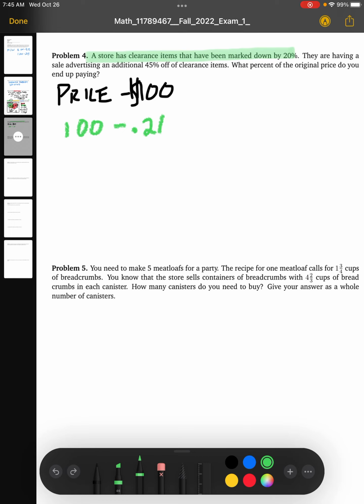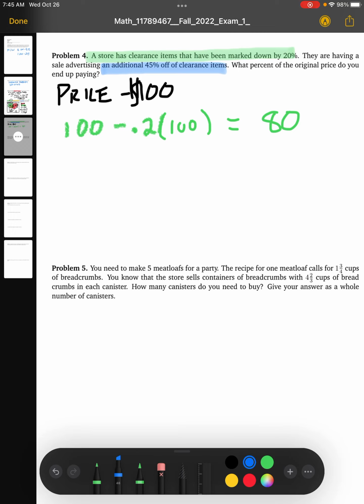Times 100. This number, this 0.2 times 100, represents 20%. So if I do that, I get 80. So that's my first discount. My second discount takes an additional 45% off of clearance items.